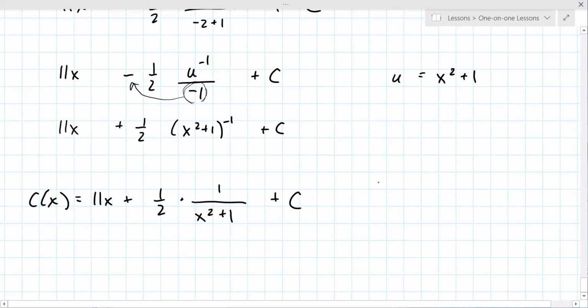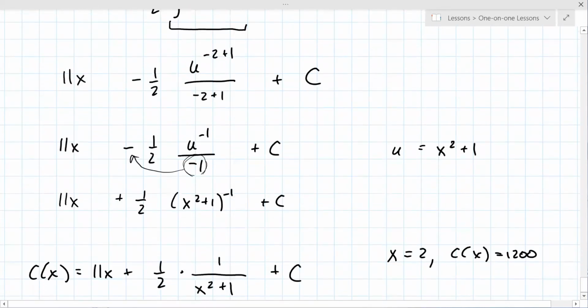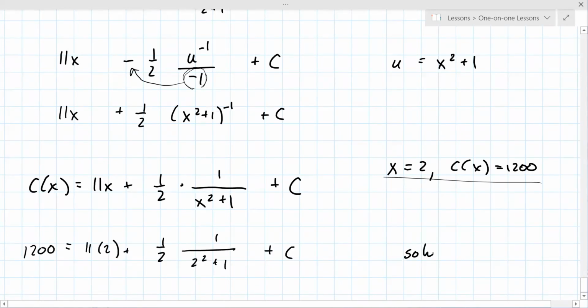So if we go back up to the question, it says the total cost to produce 2 boxes is 1,200. So if x equals 2, the cost equals 1,200. This is referred to as an initial condition, a point that allows you to figure out what C is. You use this information to find C. So you just plug that in: 11 times 2 plus 1/2 times 1 over 2 squared plus 1, plus C, and you solve for C.